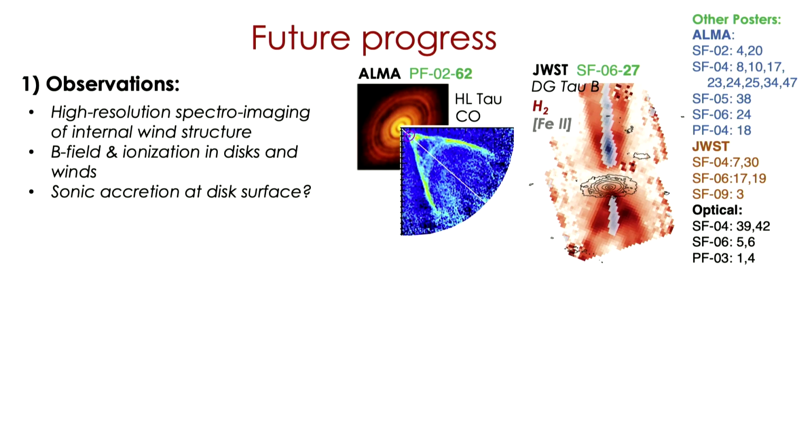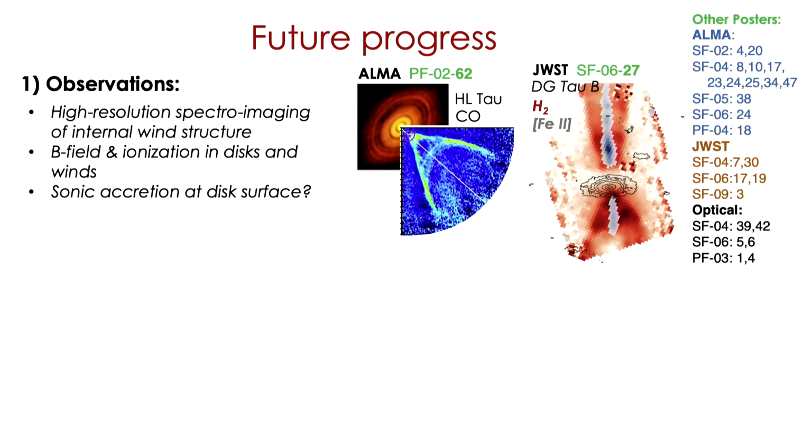On observations, we need more of these high-resolution spectroimaging studies to really probe the internal wind structure. And there are lots of ongoing studies. I was really happy to see the number of posters that are showing ALMA observations of the base of these winds. There are many, many posters, several of them report rotation. There is an example here in HR Tau where you start to resolve some interesting substructure in the outflow related maybe to the disk structure.